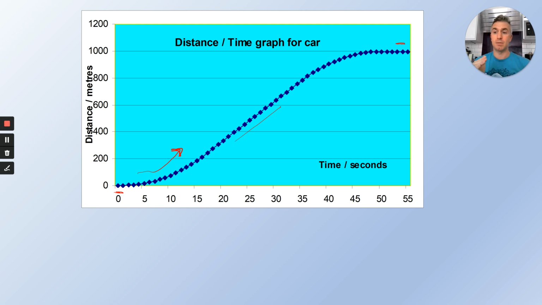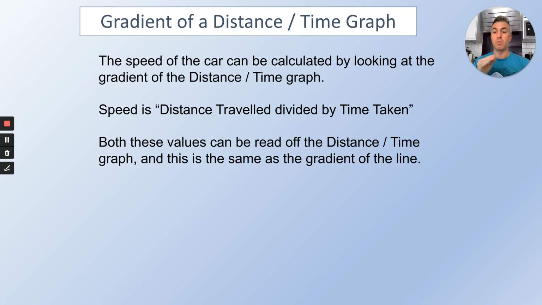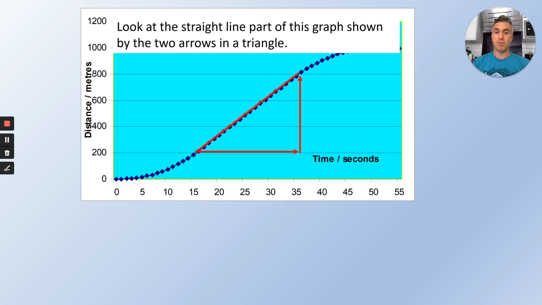The gradient of a distance time graph will give you the speed. The gradient of a displacement time graph will give you the velocity. With a distance time graph, the speed's always going to be positive. That's because it doesn't have direction. With a displacement time graph, the velocity can be positive, or it can be negative.